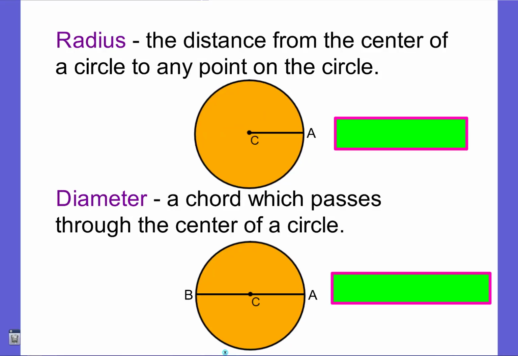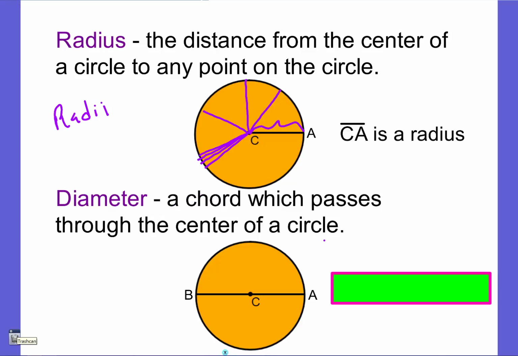A radius, or the radius of a circle, actually has many radii. The radius of a circle is the distance from its center to some point on the circle, any point on the circle. And a circle has an infinite number of radii. For this circle, segment CA is a radius.